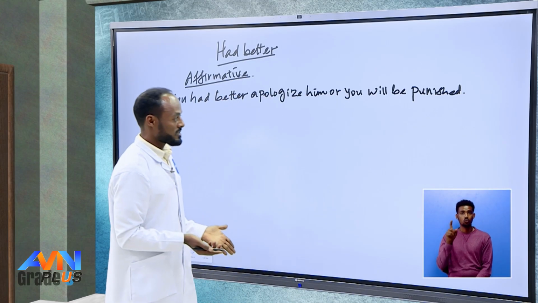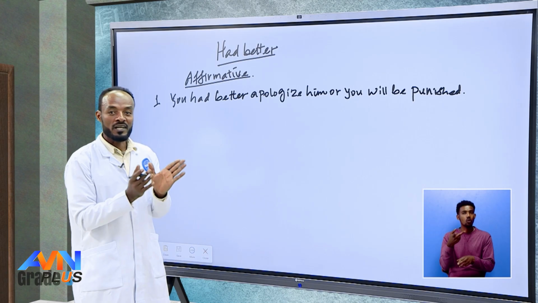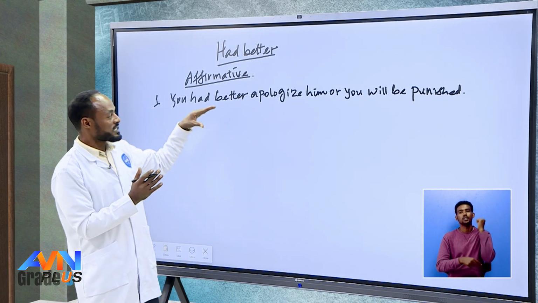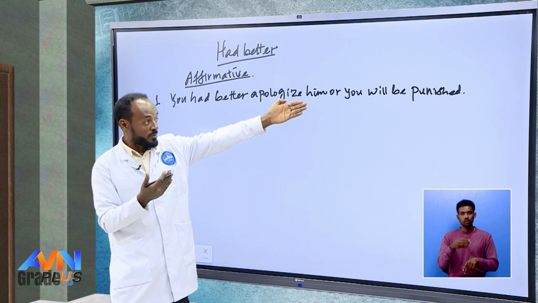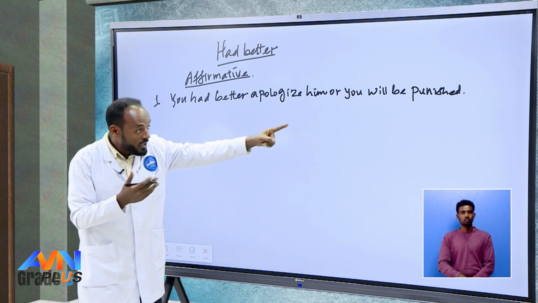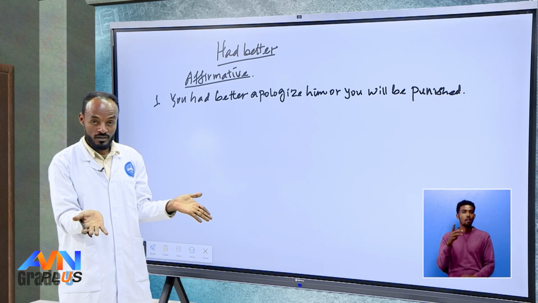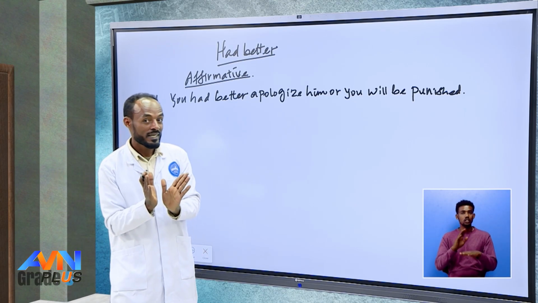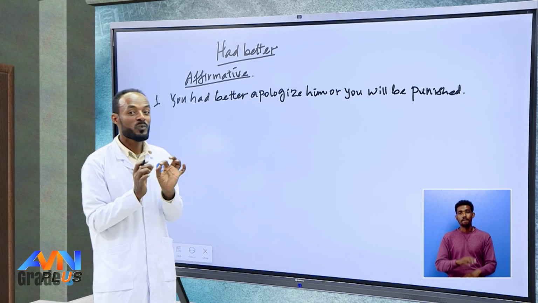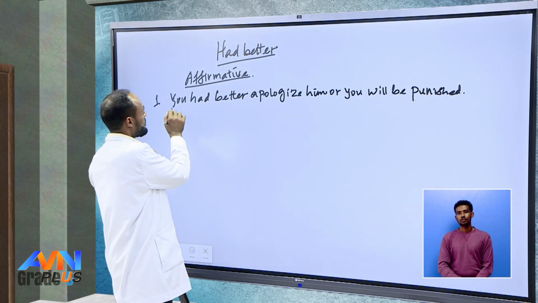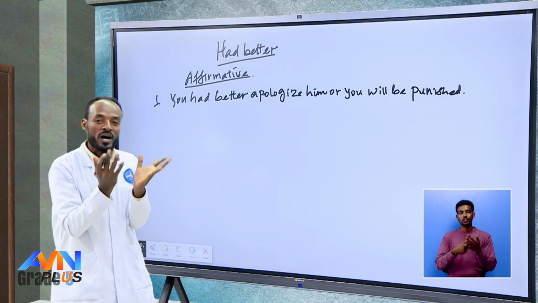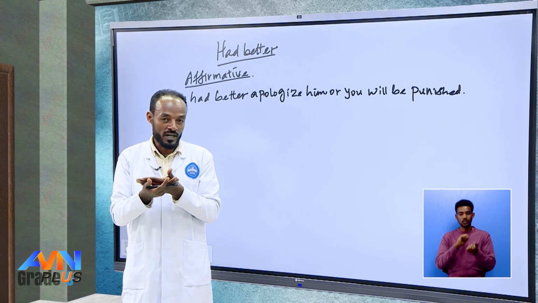In this sentence, we can understand as someone is just warning another person. You had better apologize to him, or you will be punished. Okay, so this one is the warning. The warning especially in what? In urgent case. So from this sentence, we can derive the form. Am I right? We can derive.